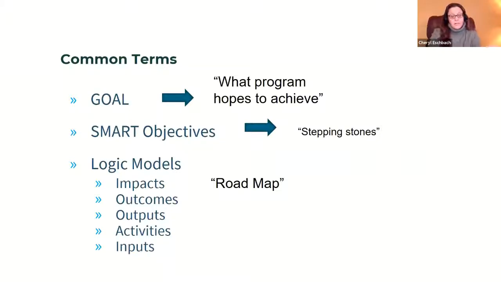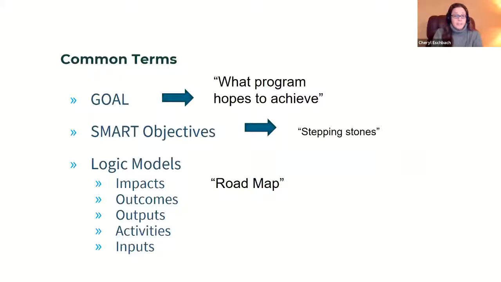So common terms found throughout the logic model include these various components here. And the goal is typically a really overarching statement about what the program hopes to accomplish. It can be pretty grandiose, even a real big picture goal. And then SMART objectives help us create those more specific and measurable milestones within a project.